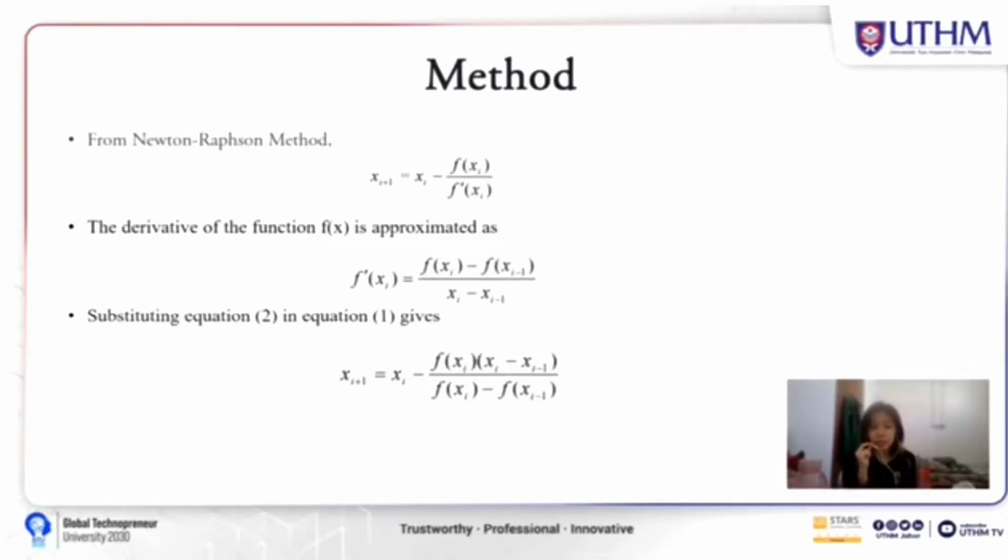Assalamualaikum and good day. My name is Farhana Arisya Binti Muhammad Isnadi, my metric number is AE200067. Today I will tell you about the method that we use to solve this project. The first equation is the iterative formula given by the Newton-Raphson method of solving a nonlinear equation f(x) = 0. The second equation is the derivative of the function f(x). If we substitute equation 2 into equation 1, we get the formula of the secant method.